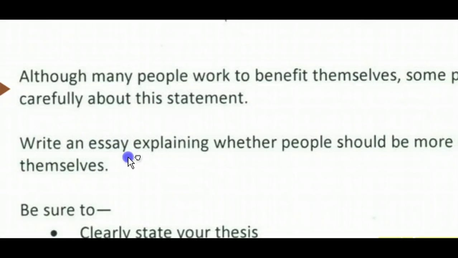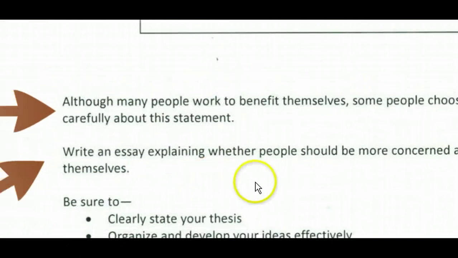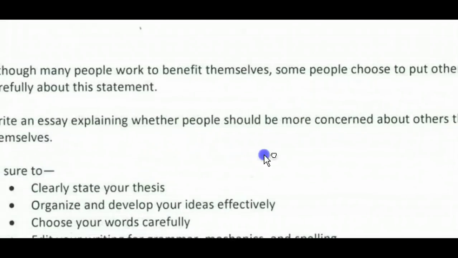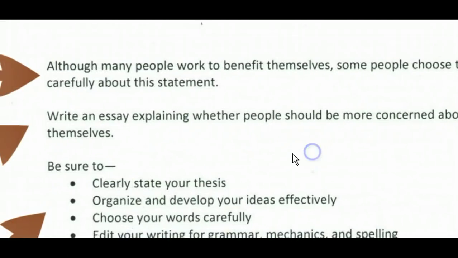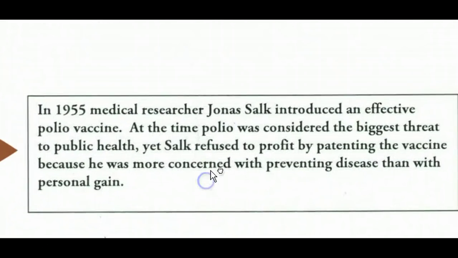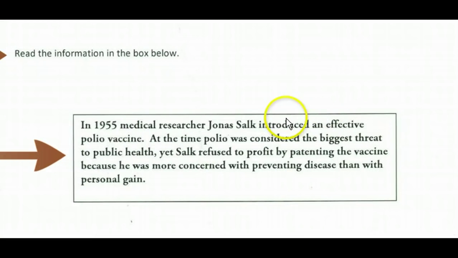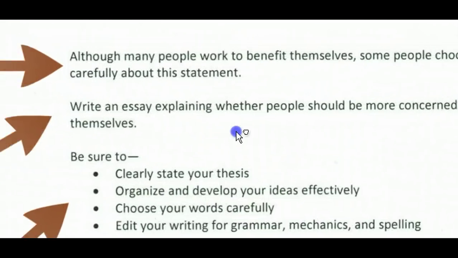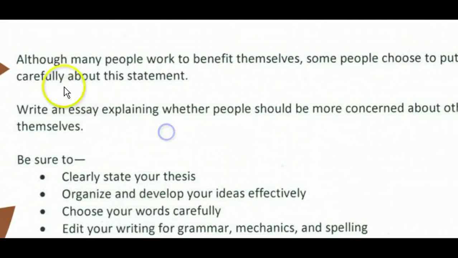In this case, it's write an essay explaining whether people should be more concerned about others than about themselves. That is what you're supposed to write about. How easy would it have been to get thrown off just because this was in a box and think that you're supposed to write something about this? That's very confusing. But if you look closely, it will always tell you exactly what they're asking you to do. This is your task.